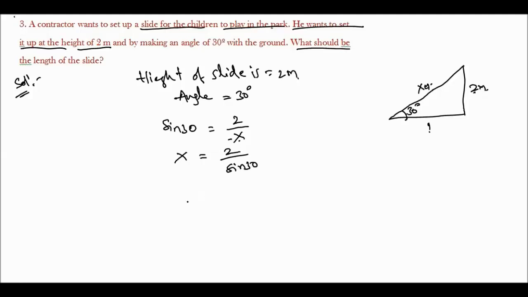Sin 30 value is how much? Sin 30 is equal to 1 by 2. So this number is reversed, division by 2 becomes 2 by 1. So how much will come? 2 times 2 is 4. 4 meters is the answer here. Okay, the length of the slide is how much? 4 meters.